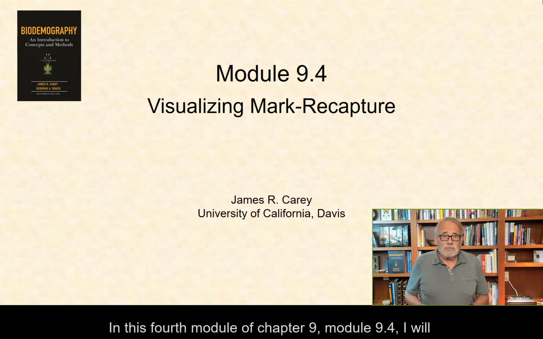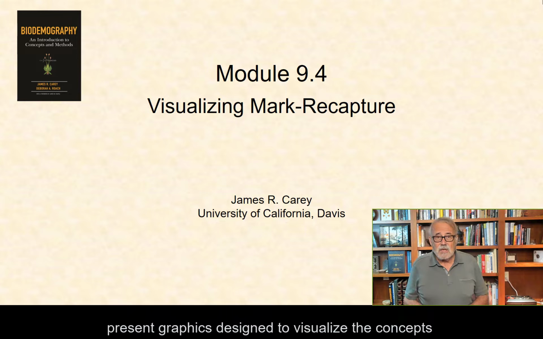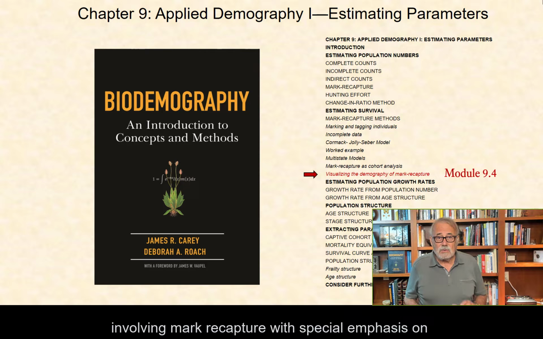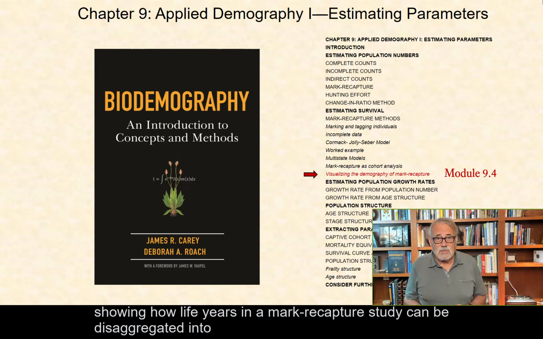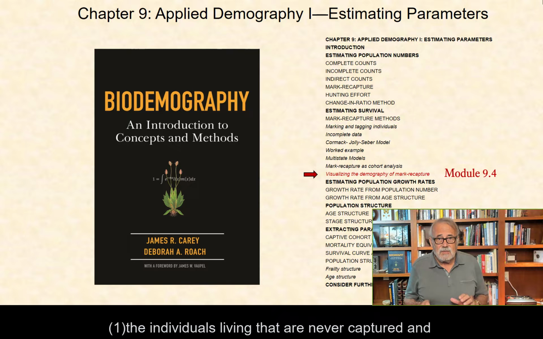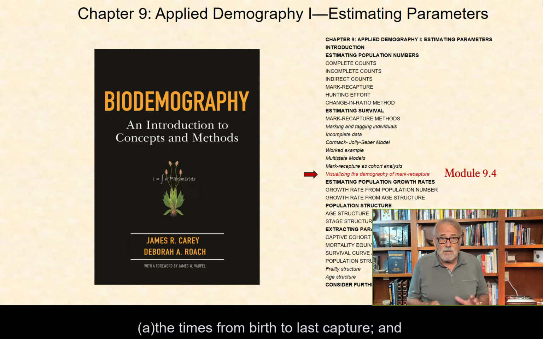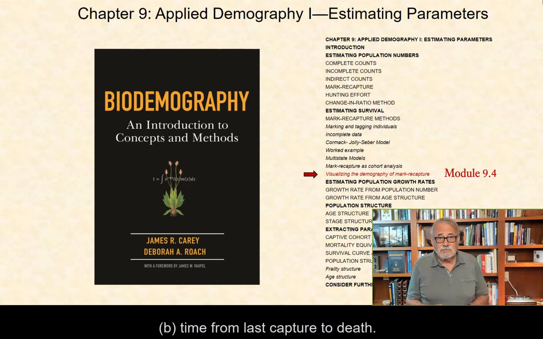In this fourth module of Chapter 9, Module 9.4, I will present graphics designed to visualize the concepts involving mark recapture, with special emphasis on showing how life years in a mark recapture study can be disaggregated into two groups. One, the individuals living that are never captured, and two, the individuals that are captured. But in this latter group, the life years can be further subdivided into the times from birth to last capture and the time from last capture to death.